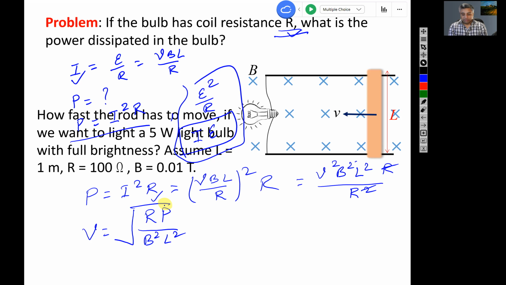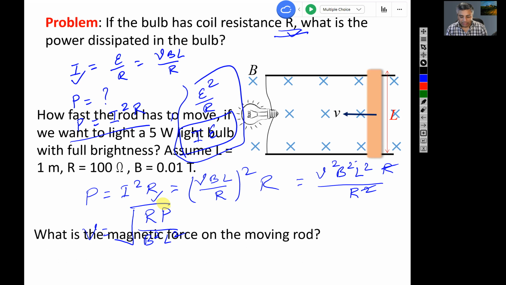And I think this number turns out to be a large number, in hundreds of meters per second. So even to light a tiny, tiny light bulb, you have to make this thing moving really fast. So it's not practical. Theoretically, yes, you can do that, but it's not very useful. So that's when we start making coils, and look at the spinning motion rather than just straight-line motion. And that's what we're going to be doing next.